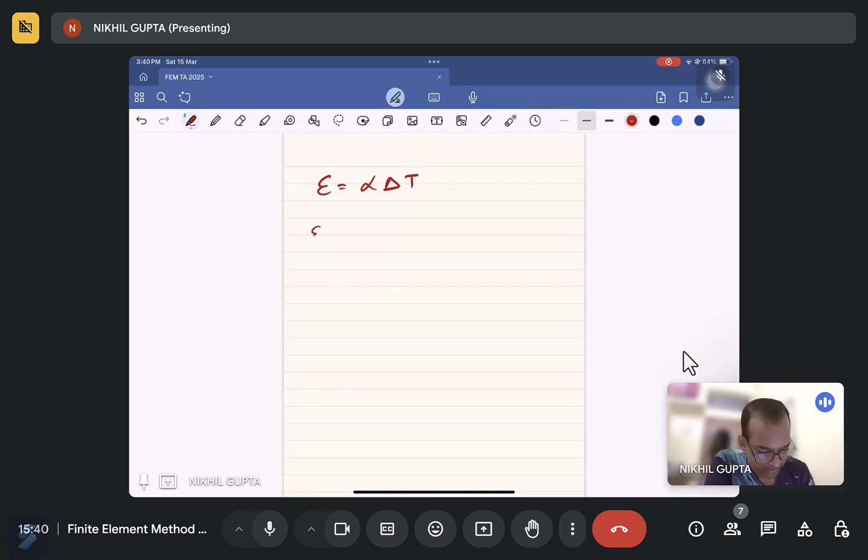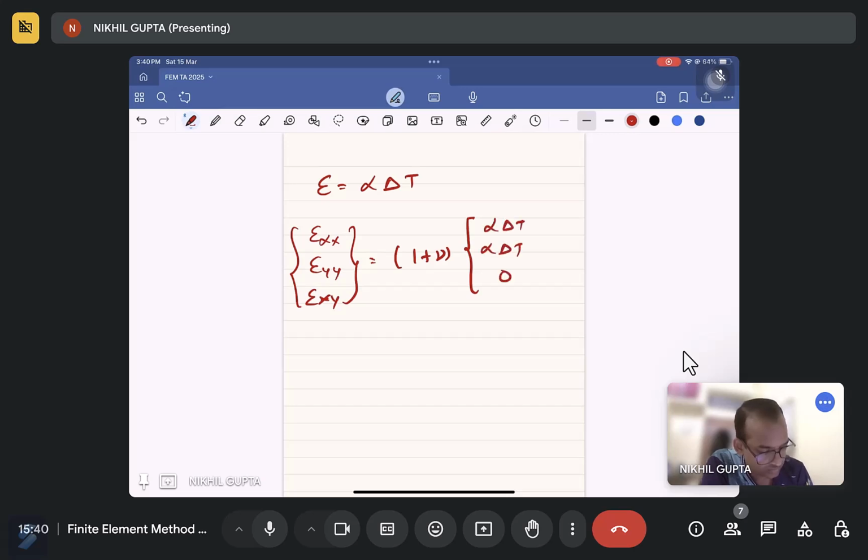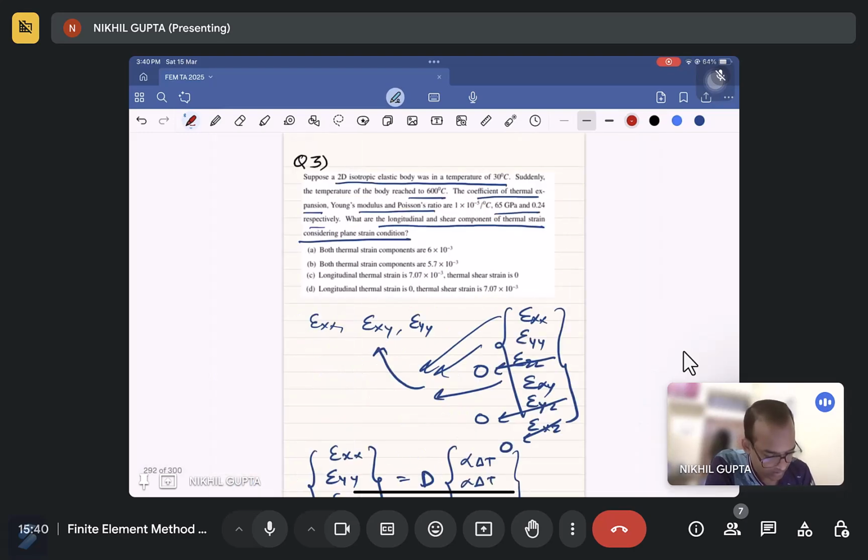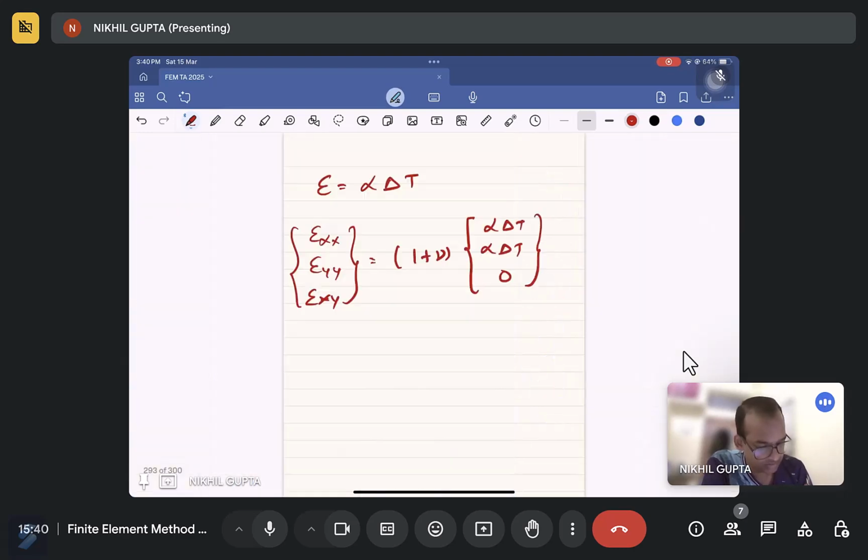So what I have written: epsilon xx, epsilon yy, epsilon xy. For plane strain, we know it is 1 plus mu, and here it will be alpha delta t, and 0. So, no thermal shear strain.